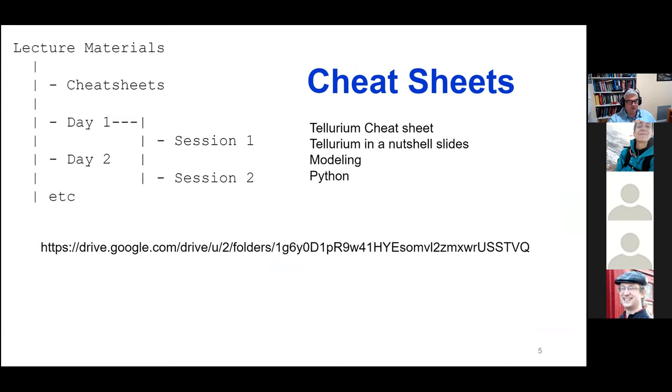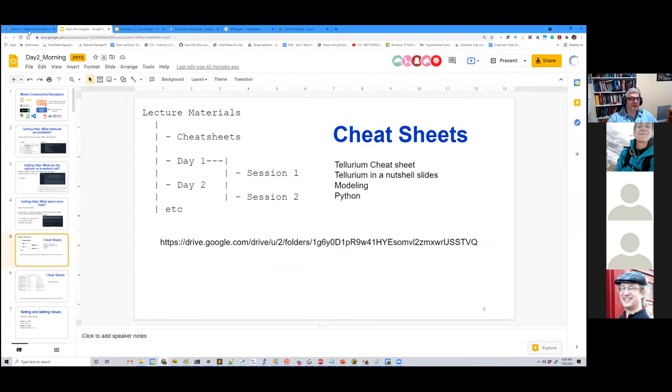What if you don't want to write the documentation? I mean, you have a lot of documentation. What happens if you don't want to read the documentation? I mean, who reads documentation, right? We've got a bunch of cheat sheets. Let me show you where they are.